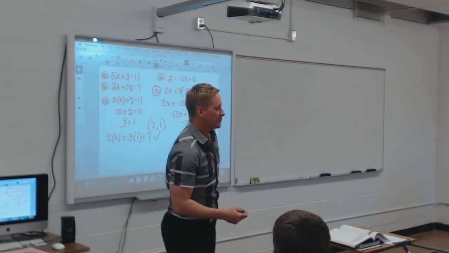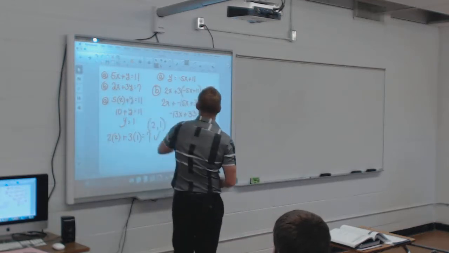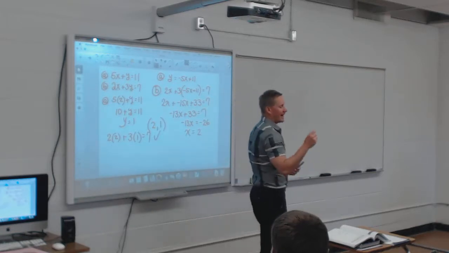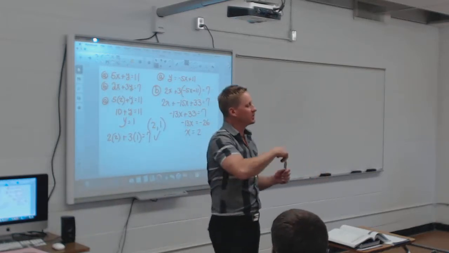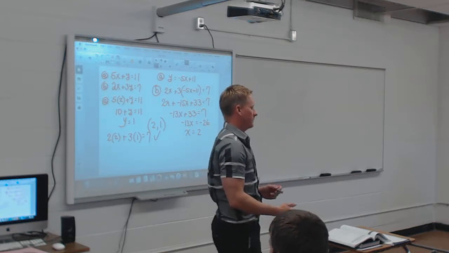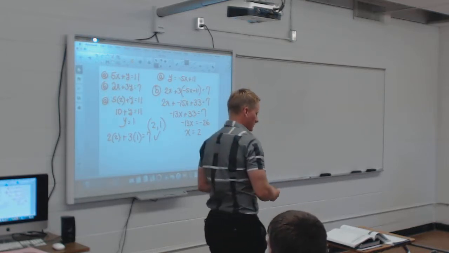So this is what we call the substitution method. We isolate one of the two variables and substitute it into the other equation to solve it.